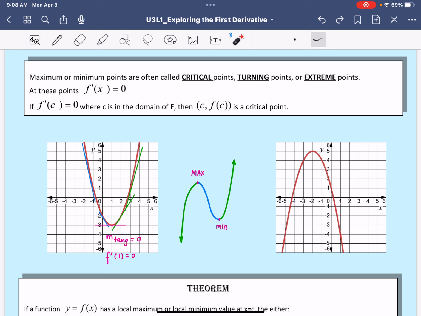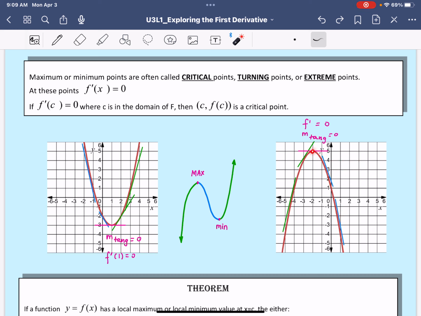In a similar way, we discuss the graph of the function described by this parabola here, which is a second-degree polynomial function or quadratic function. In this case, the graph will show a maximum at x equals negative 2. On the left side of negative 2, so from negative infinity to negative 2, the function is increasing, which means that the slope of the tangent is positive, or the derivative is positive. And on the right side of negative 2, so from negative 2 to infinity, the function is decreasing, the slope of the tangent is negative, and the derivative is negative.